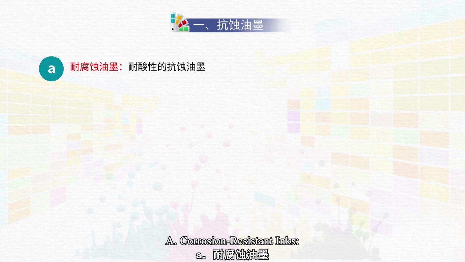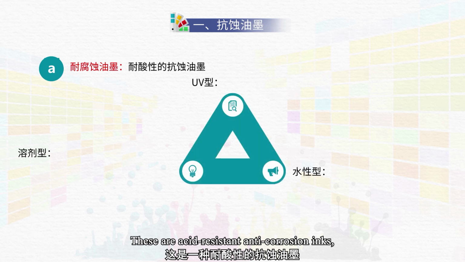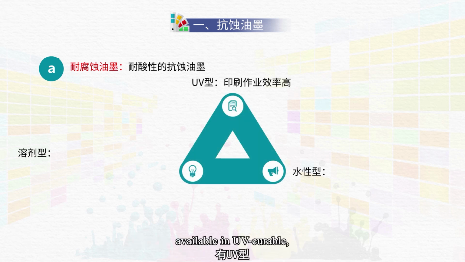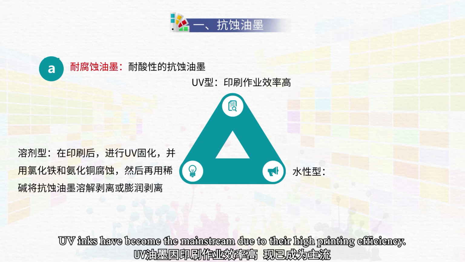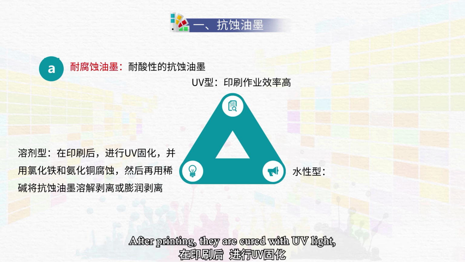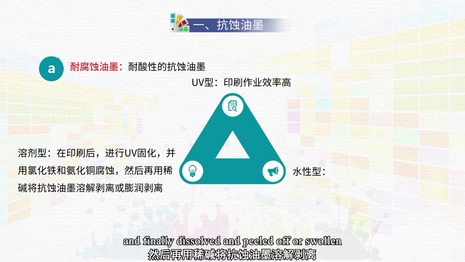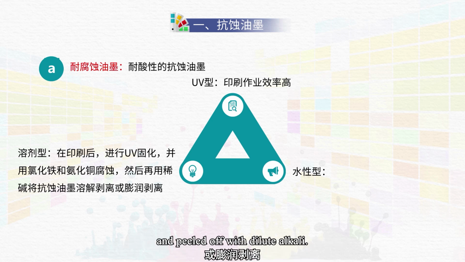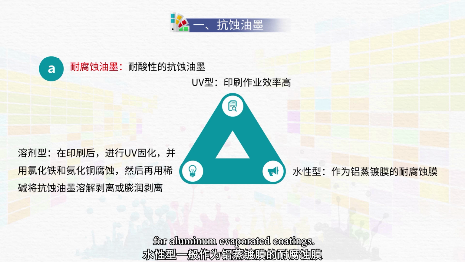A. Corrosion-resistant inks. These are acid-resistant anti-corrosion inks. Available in UV-curable, solvent-based, and water-based types. UV inks have become the mainstream due to their high printing efficiency. After printing, they are cured with UV light, then etched with ferric chloride and cupric ammonium, and finally dissolved and peeled off or swollen and peeled off with dilute alkali. Water-based types are generally used as corrosion-resistant films for aluminum evaporated coatings.